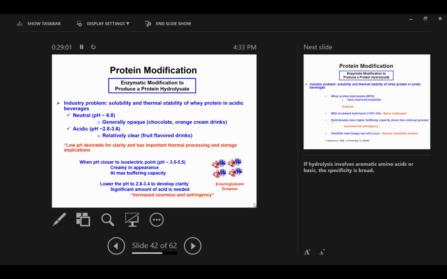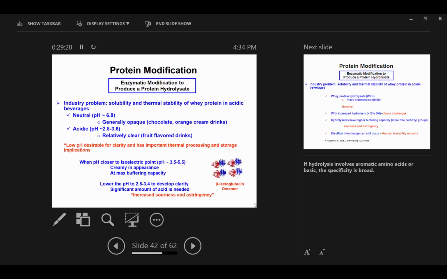So they're desired. However, you know, proteins are buffers. Bring those to this low pH, and you're going to end up with a really sour beverage. If you have the pH higher, still acidic but higher, 3.5 to 5.5, your beta-lactoglobulin are forming octamers. So they are around the isoelectric point. They are not clear. They're aggregates.